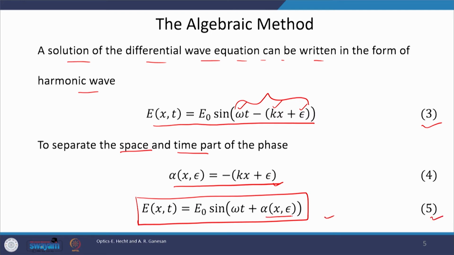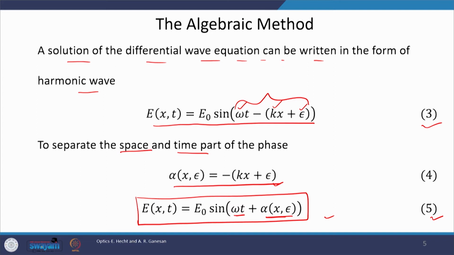Alpha is the phase part which depends upon the space, and it also includes the initial phase, and omega t is the time dependent part. This is one of the solutions of the wave equation, and any harmonic wave can be represented like this, by equation number 5.